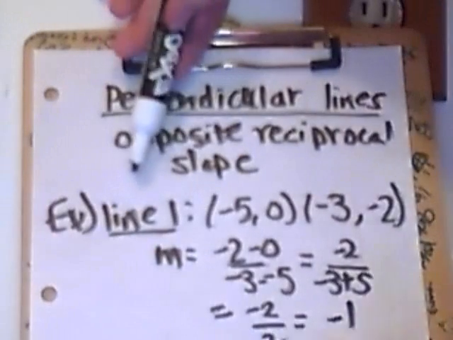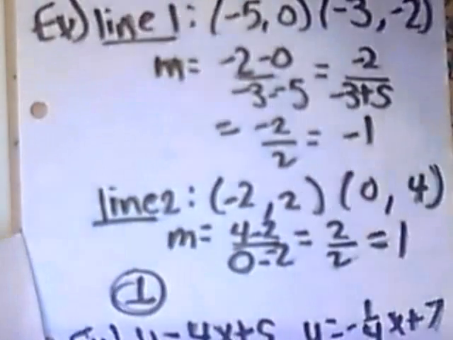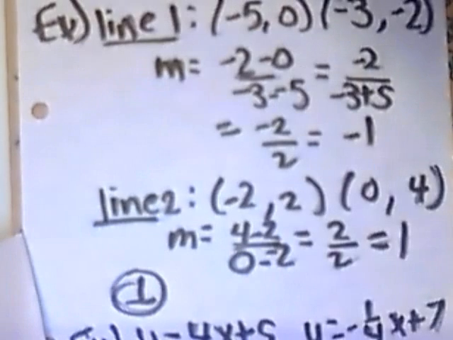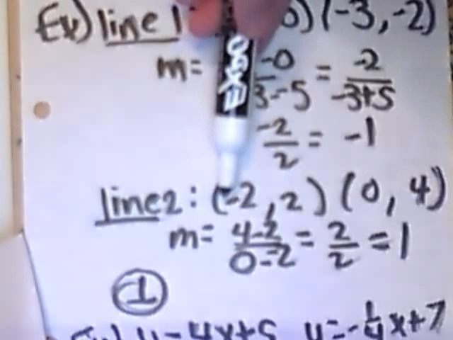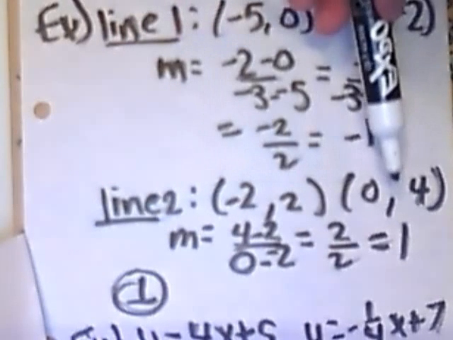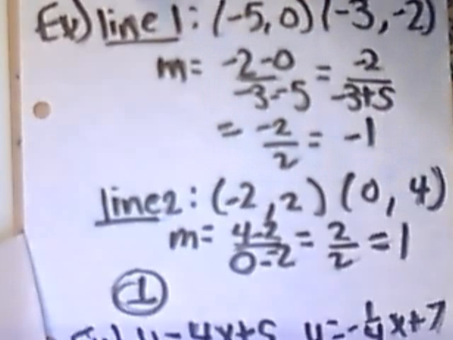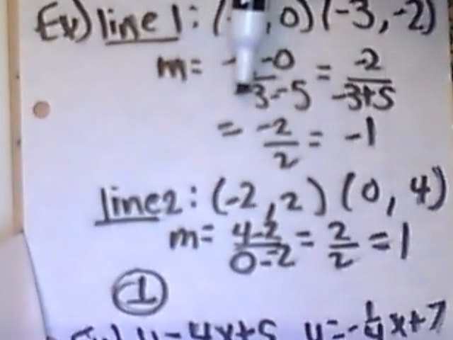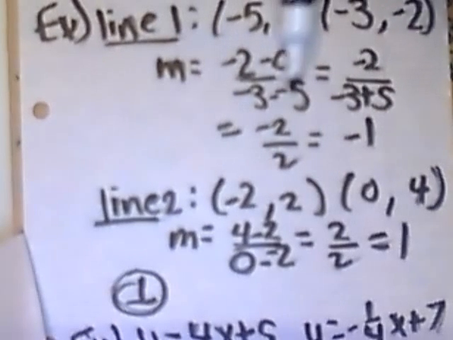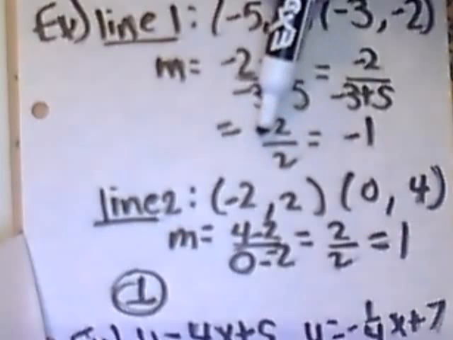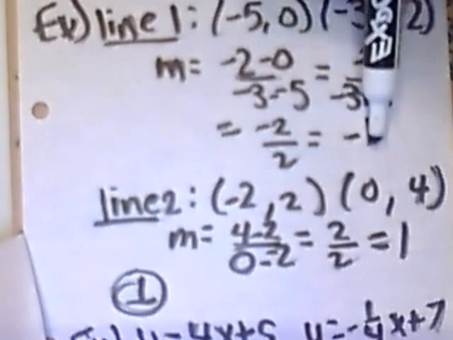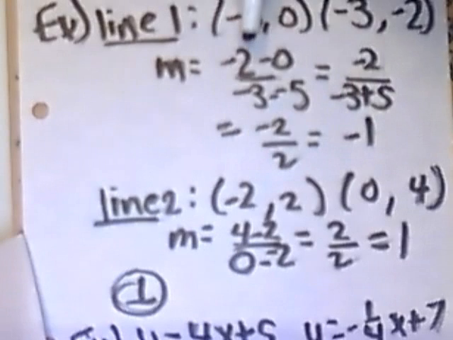Alright, so let's take a look at an example. Let's say I have line 1 that goes through the points negative 5, 0, and negative 3, negative 2, and also a line that goes through the points negative 2, 2, and 0, 4. Alright, so again, I need to find the slope of both of my lines. My first line, my slope would be negative 2 minus 0 over negative 3 minus negative 5, which then equals negative 2 over negative 3 plus 5, which comes out to negative 2 over 2, which equals negative 1. So the slope of my first line is negative 1.